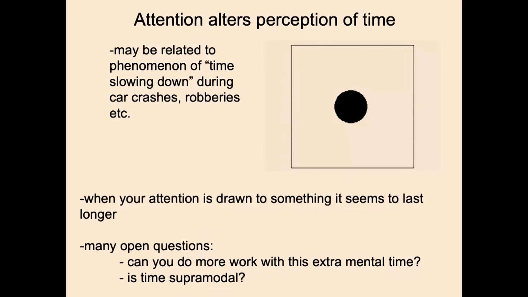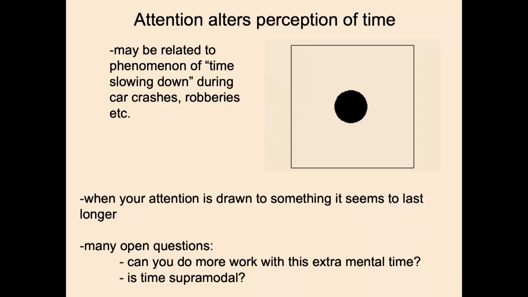So some of you may have been in a car accident at some point, or encountered some other thing that caused things to seem like they were slower for some brief period of time. It's very commonly reported. People will say that in these situations where they're highly aroused, the experience of time seems to slow down. So this phenomenon is believed to potentially be related to that kind of everyday experience that people sometimes report. So when your attention is drawn to something, it seems to last longer.